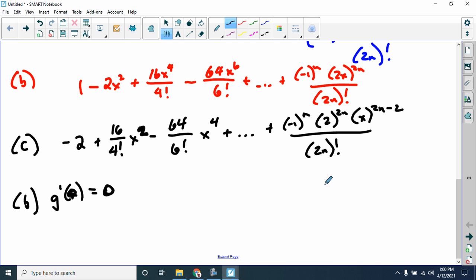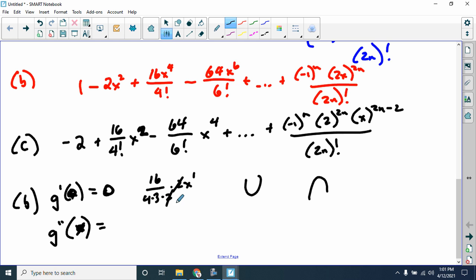To tell if it's a min or a max, I need to know at x equals 0, am I concave up or am I concave down? So we need to check the second derivative. So the second derivative, first derivative makes that 0. The second derivative, we're going to be looking at this term right here. So the second derivative at x, my first derivative, I have 16 over, if I move the 2 out front, 4 factorial is 4 times 3 times 2. And then those cancel.